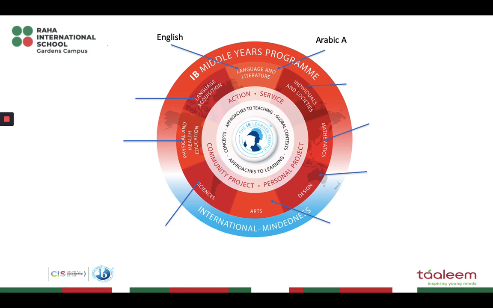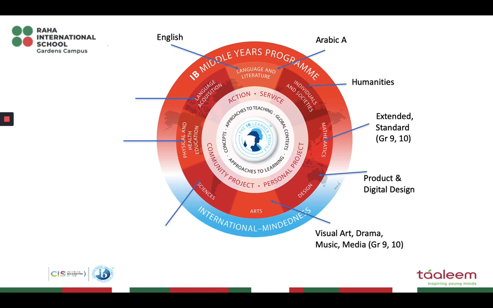Right, so in the language and literature subject area, we have English A and Arabic A for native Arabic speakers. Individuals and societies, also known as humanities, is basically geography and history in grades 6, 7, 8, and 9. And then in grade 10, the students also do modules on psychology and some economics. Mathematics in grades 6, 7, and 8, all students do the same course called Standard Mathematics, and then in 9 and 10 they are separated based on their ability in the subject. Product design and digital design, 1 semester of each.